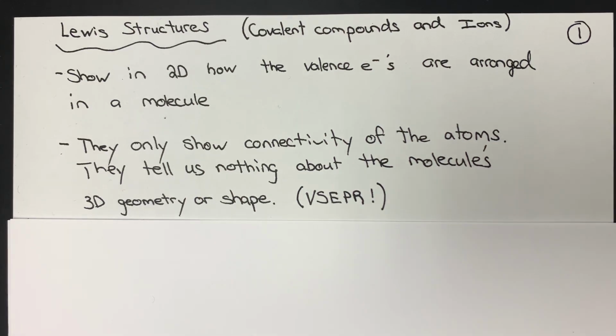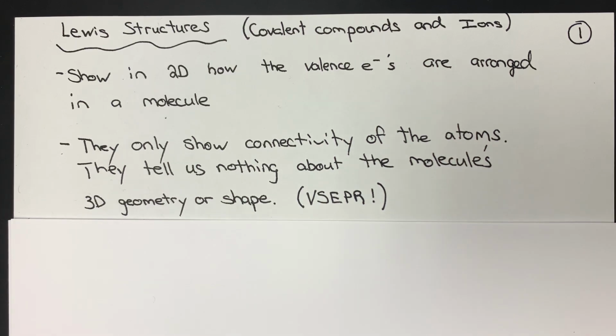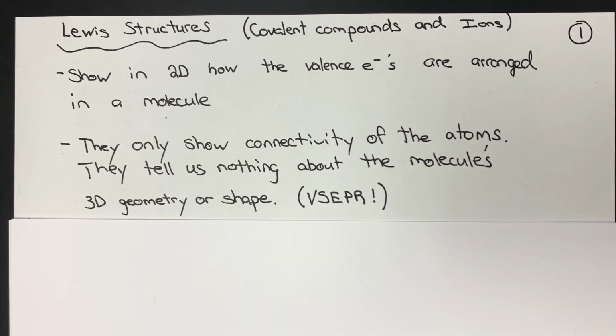Hey guys, today's video is going to focus on Lewis structures for covalent compounds and also ions. Just as a quick reminder, when we talk about covalent compounds, we're talking about compounds between nonmetals, where there is a sharing of electrons between two elements that have pretty similar electronegativity values. So again, we have a sharing as opposed to, say, an electron transfer resulting in charged ions.